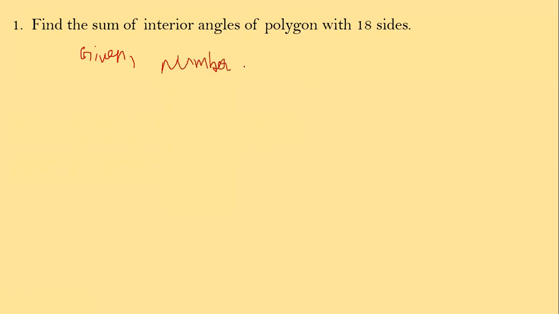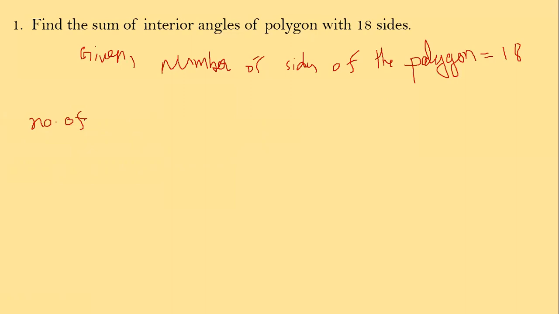The number of sides of the polygon is given to us. It is equal to 18. We call the number of sides n, right?